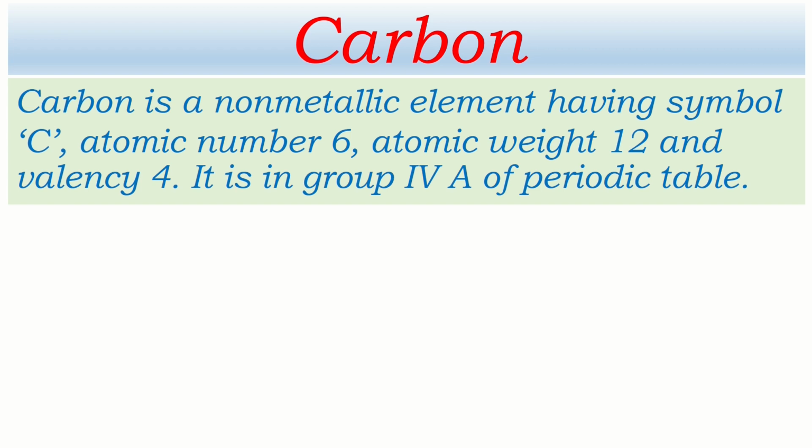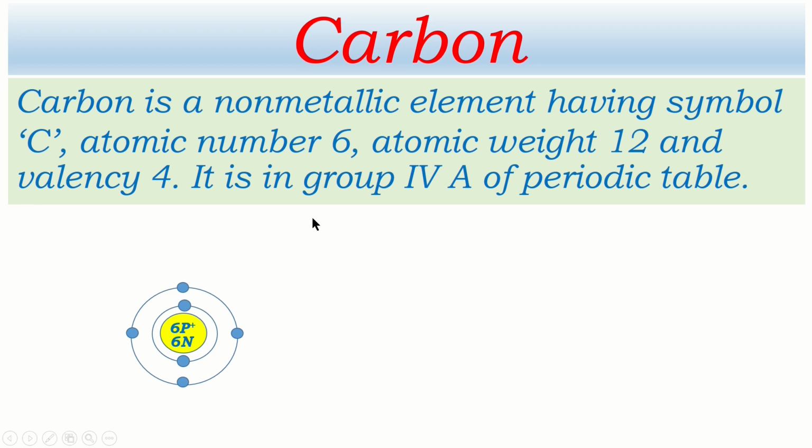It is in group 4A of the periodic table. This is the electronic configuration of carbon. Its nucleus consists of 6 protons, 6 neutrons. The first orbit contains 2 electrons and the second orbit has 4 electrons. This is the electronic configuration of carbon. And what is told here?